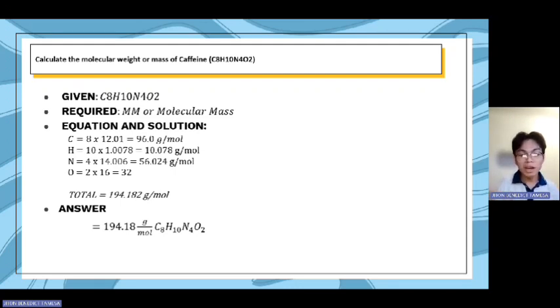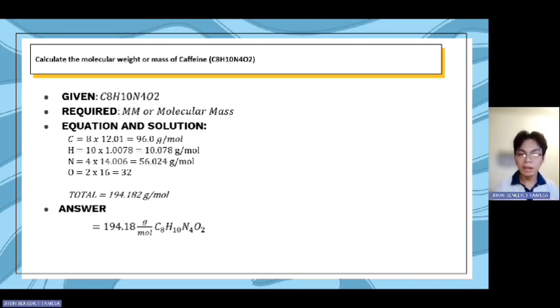So for carbon, we have 8 atoms. We multiply that, 8 times 12.01 equals 96.0 grams per mole. Grams per mole is the unit of molecular mass. Next is the hydrogen, which has 10 atoms. To multiply it to its atomic mass, we can attain 10.078 grams per mole. Next, nitrogen, 4 times 14.006 equals 56.024 grams per mole. And lastly, the oxygen equals 2 times 16 equals 32.